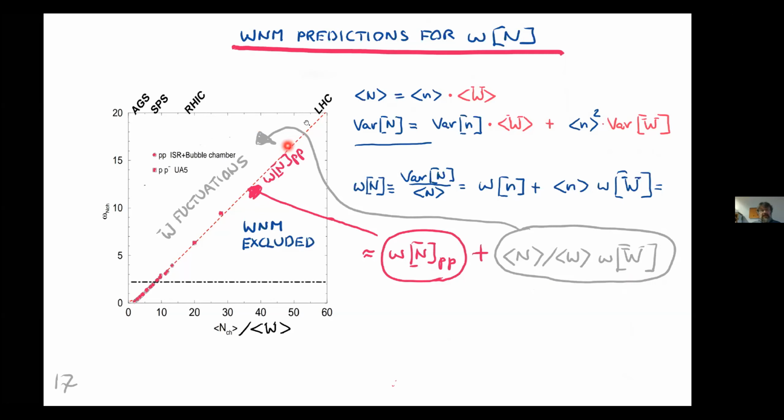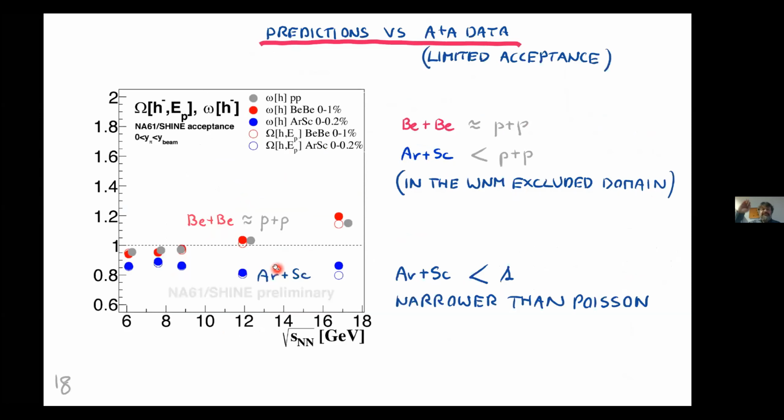So this area is the wounded nucleon model allowed area. You have a lower limit, this PP line, for nucleus-nucleus collisions. You can be above if the variation of the number of wounded nucleons is large. And below, you have the wounded nucleon excluded area. Now we confront this prediction with the experimental data on nucleus-nucleus collisions.